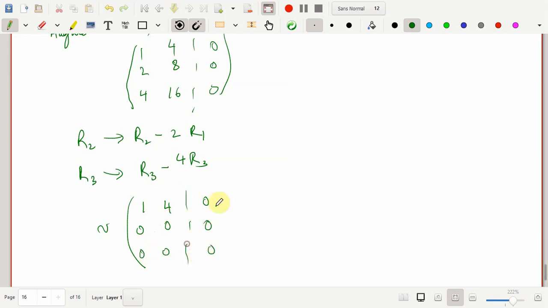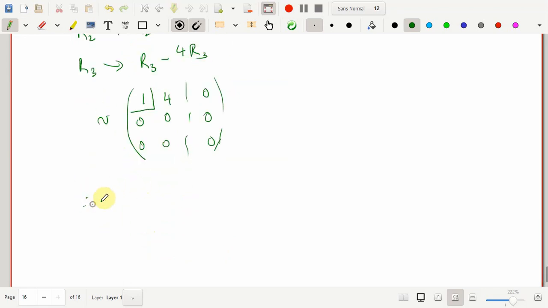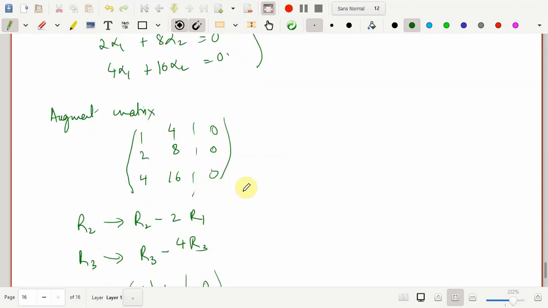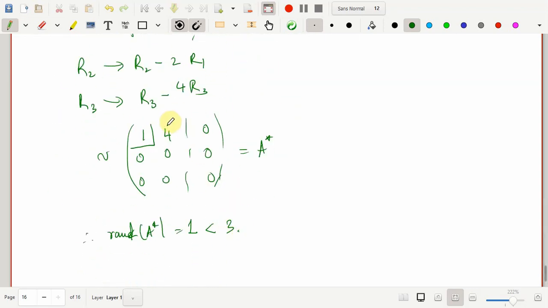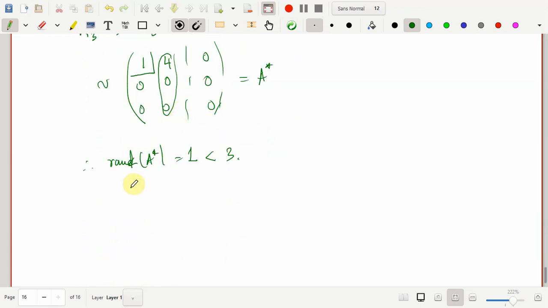This is the required row echelon form, and you can see that there is only one leading one, and therefore the rank of this matrix is 1, which is strictly less than the number of unknowns. What is the number of unknowns? 2. In fact, corresponding to this column you have a free variable. So this is enough to say that the given system star has a non-trivial solution.